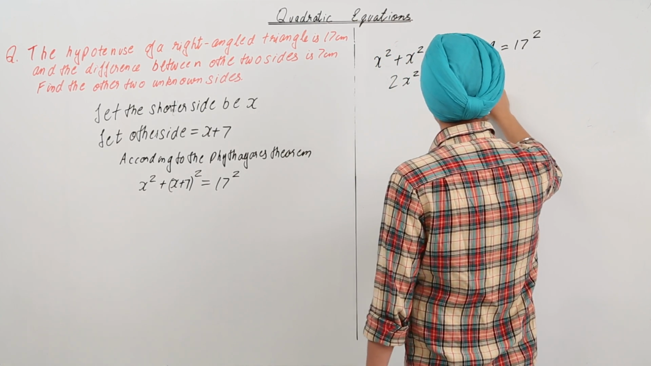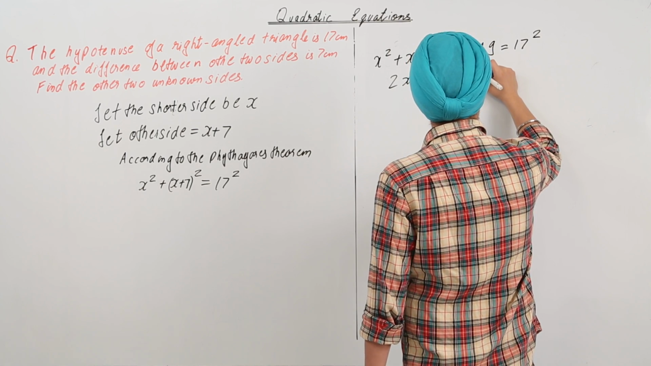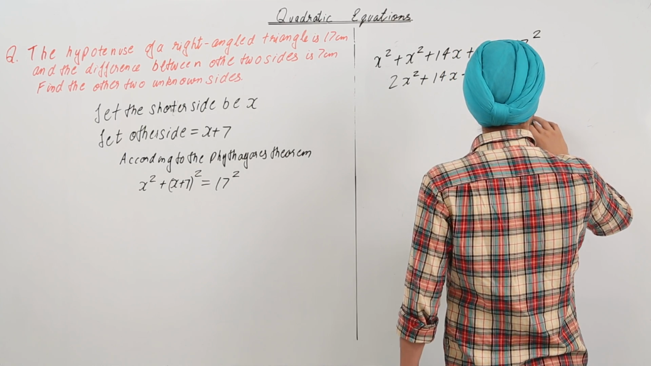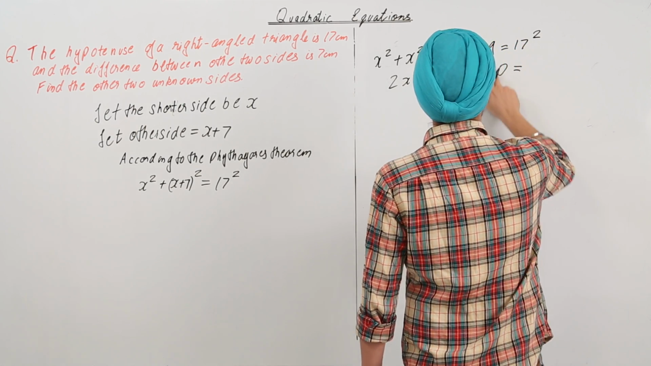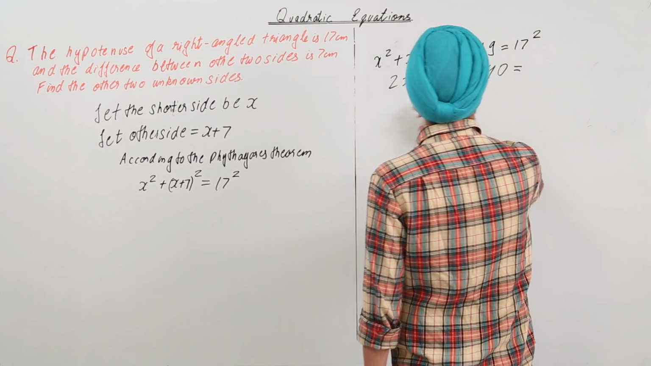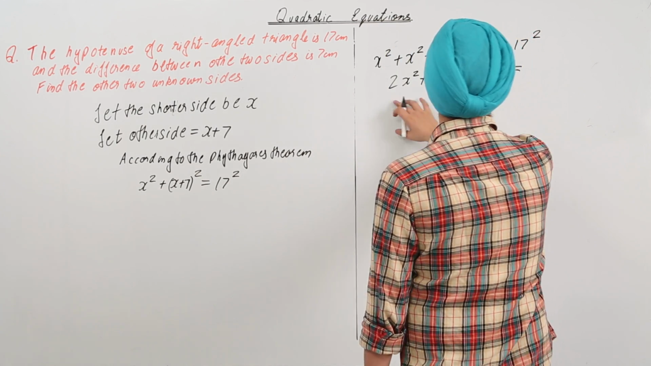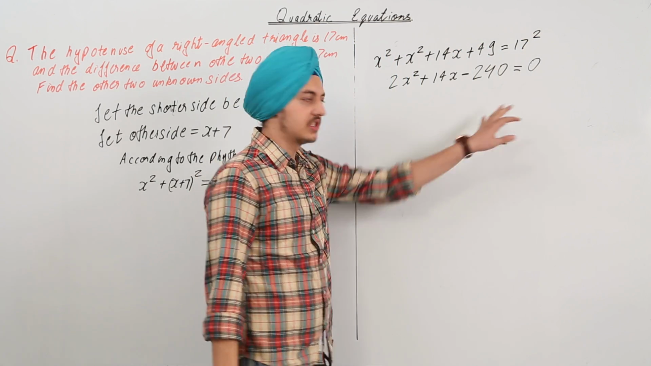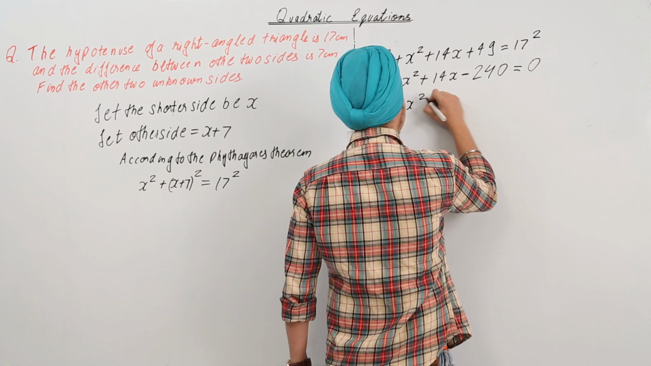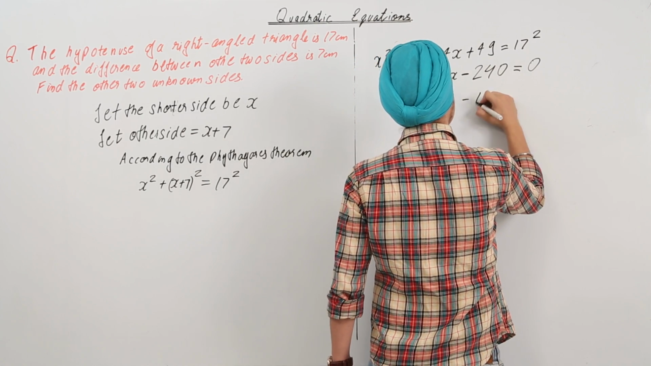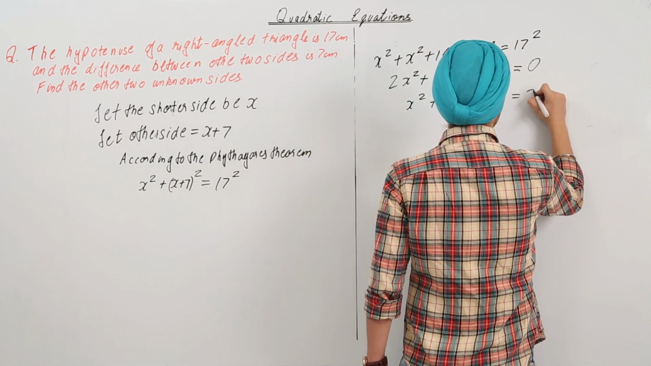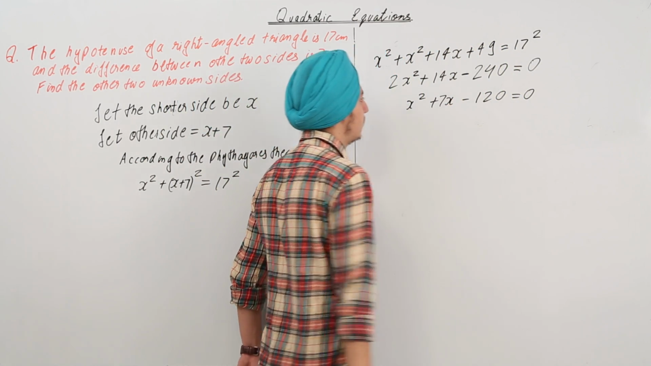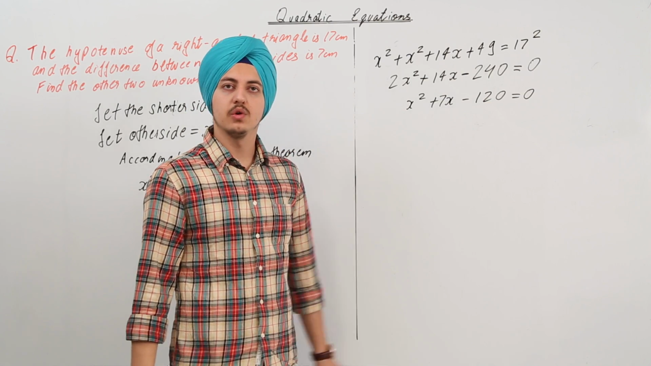minus, we get here 240, this value comes out to be 240, equal to 0. So now dividing the whole equation by 2, we get x square plus 7x minus 120 is equal to 0.